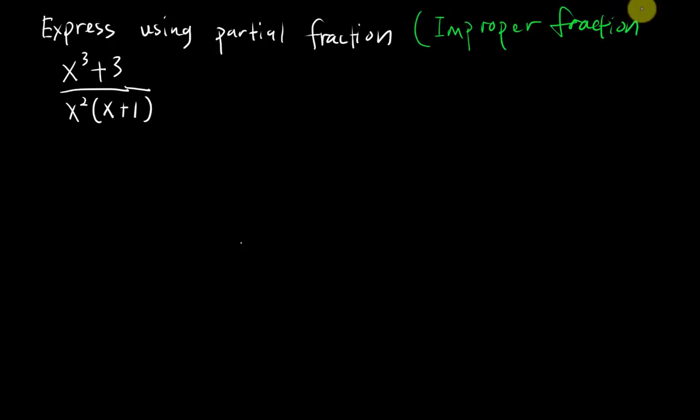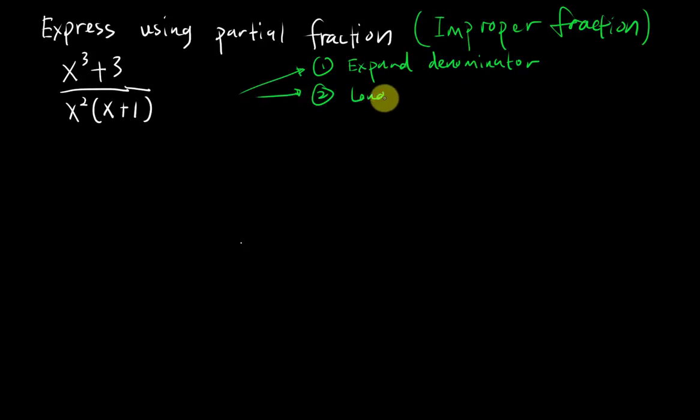Alright, so in order to do the improper fraction, normally we will do a few steps. The first step is we will expand the denominator. Then the second step, we will do the long division, to make the highest power of the numerator become smaller. And the last step is we will do the partial fraction part.